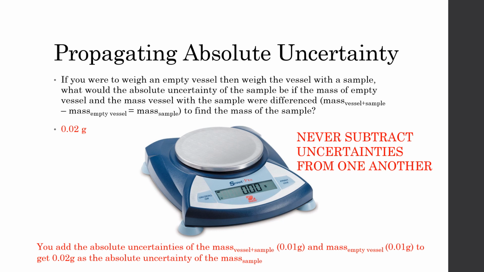So you can pretty much see everything that I was just saying on the previous slide. The uncertainty associated with the mass of the sample is 0.02 grams, and that's because we never subtract uncertainties from one another, right? Just like I said on the previous slide, the mass of the vessel and the sample has an uncertainty of 0.01 grams. The mass of the empty vessel also has an uncertainty of 0.01 grams. That means that when we add up these uncertainties, because they never go away, they only compound, we get 0.02 grams as the absolute uncertainty of the mass of the sample.